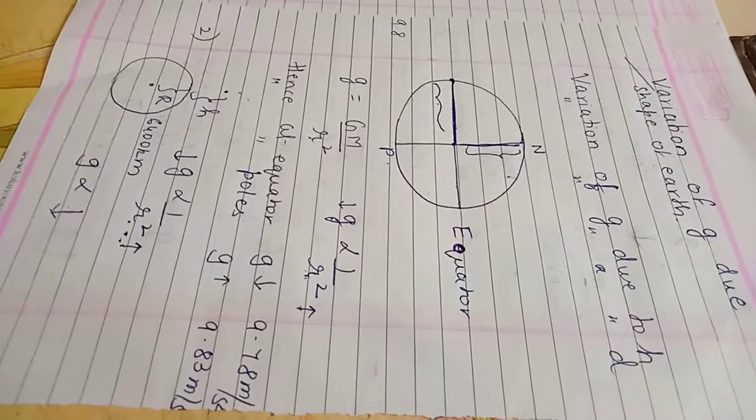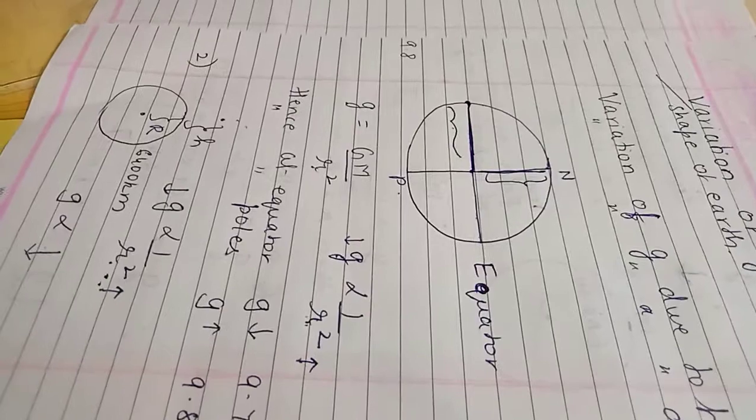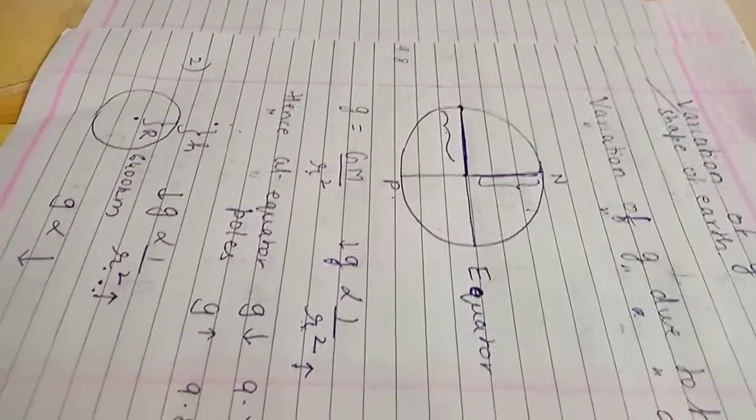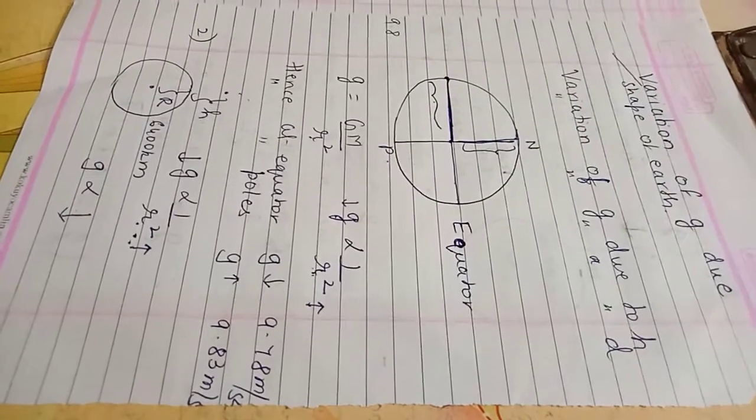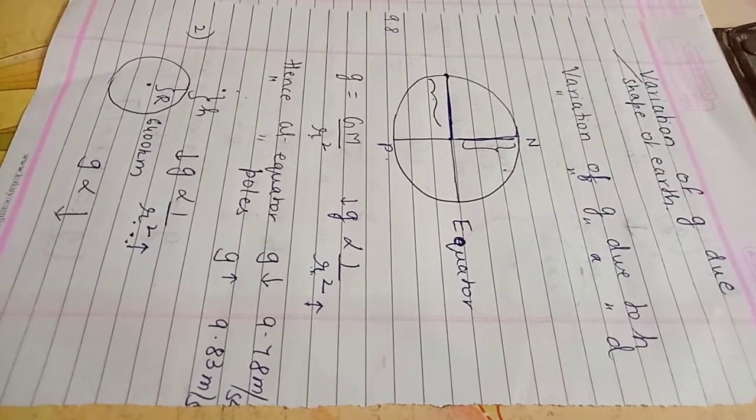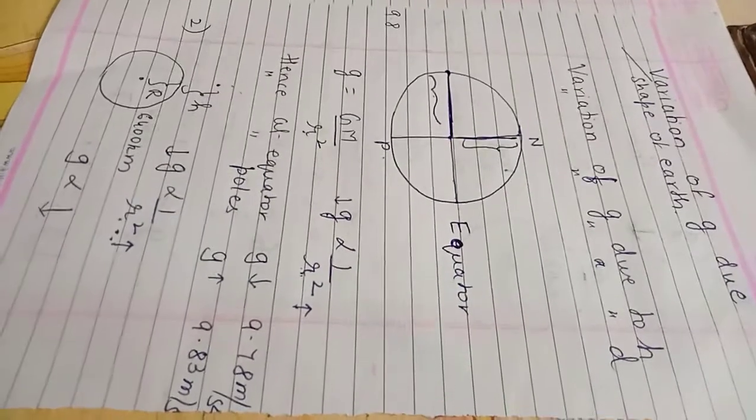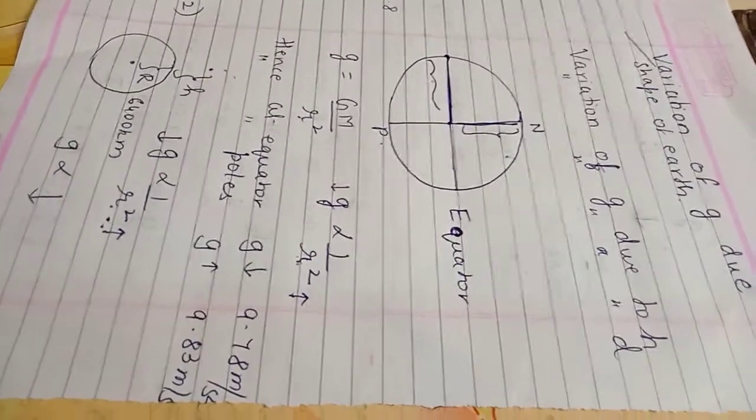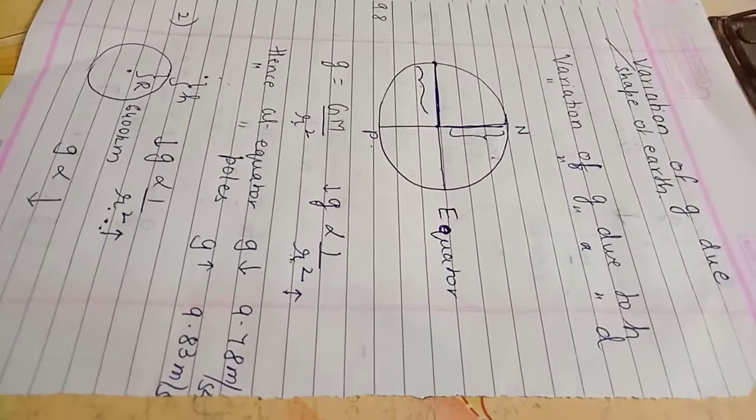Just remember one thing. At the equator, acceleration due to gravity is less. At the poles, it is more. As we move higher from the Earth's surface, g decreases. As we move deeper into the Earth's surface, acceleration due to gravity decreases. In all the cases, acceleration due to gravity decreases, students. Are you okay here? Only on the Earth's surface it is the highest, and that is 9.8 meters per second square.